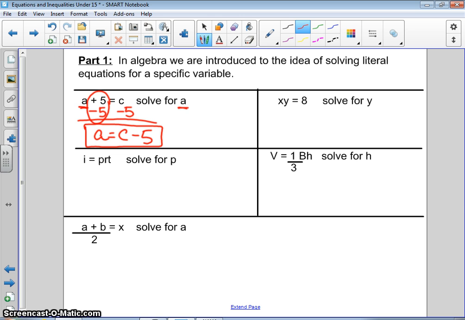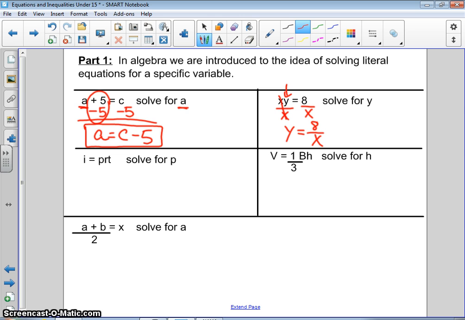We'll do the same thing in this second one. We've got xy equals 8. We're trying to get the y by itself, so we got to get rid of the x, and the opposite of multiplying by x is dividing by x. So we divide this side by x, we divide this side by x. These x's cancel out, leaving y all alone. That's what we want. And so our final answer is 8 over x.